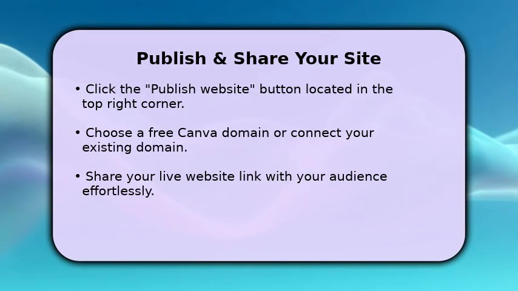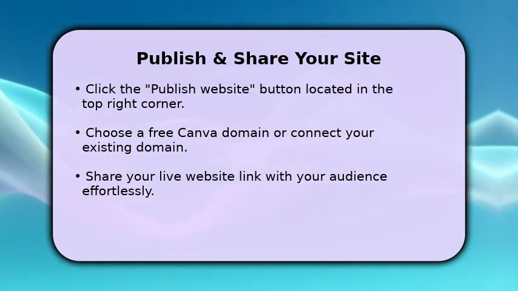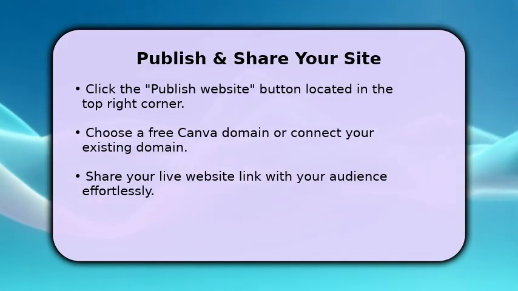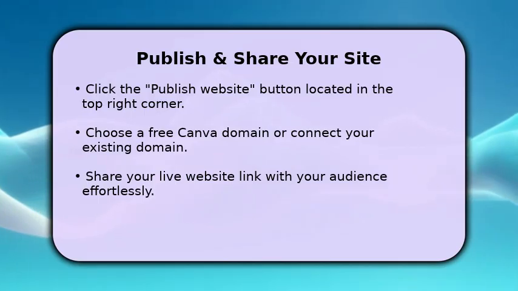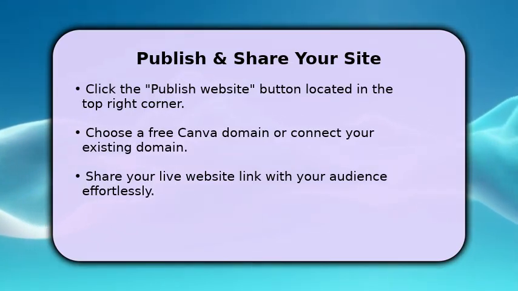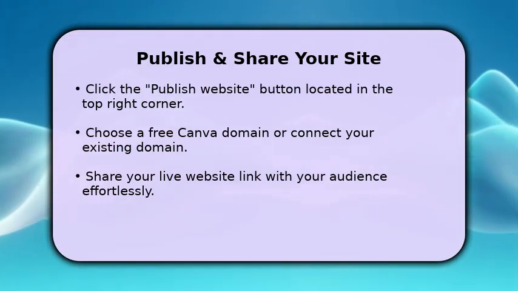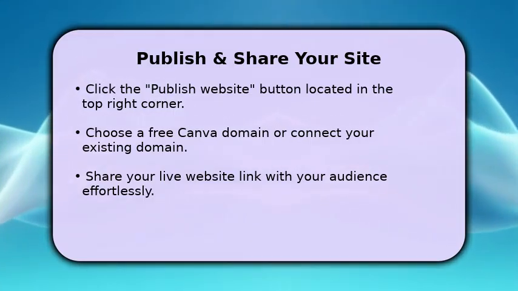Once your website looks perfect, it is time to publish and share it with the world. Locate the Publish Website button in the top right corner of your screen. You have the option to use a free Canva domain or connect your own custom domain name. After publishing, you will receive a live link that you can easily share across all your platforms.